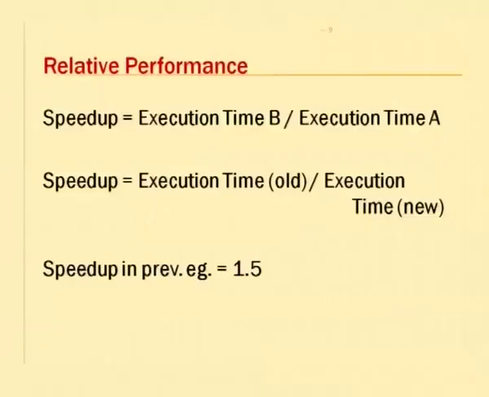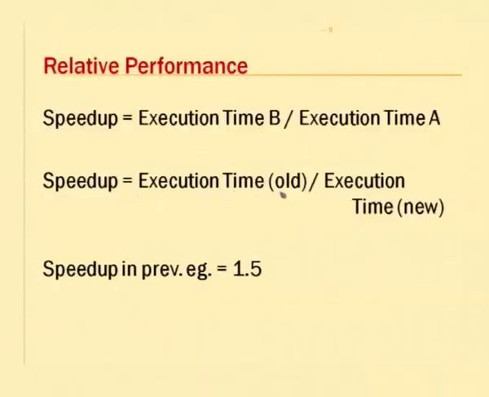Okay. So now this relative performance that we are talking about, comparing two different machines, is referred to by another performance measure called speed up. So let's look at what this speed up is. Speed up is the execution time of machine B divided by the execution time of machine A in this case. In general, if I want to compare an old machine with a new machine, my speed up would be execution time old divided by execution time new. Okay. So remember again, execution time old comes in the numerator, execution time new will come in the denominator.